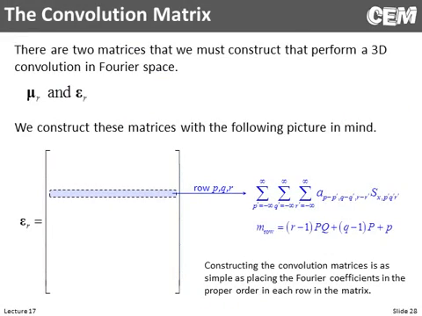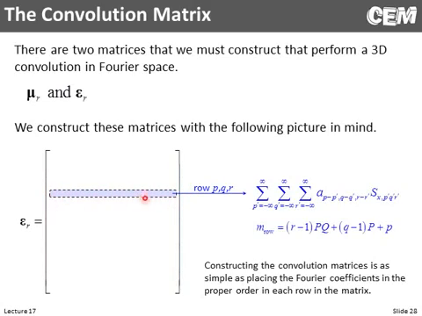We have 2 convolution matrices to construct, one for the permeability and one for the permittivity. So we have this picture in mind, with a bold letter for a convolution matrix. This is going to be a big, bad, ugly square matrix, but we're going to think of filling this in one row at a time: 1st row, 2nd row, 3rd row, 4th row, whatever row this is, and so on.